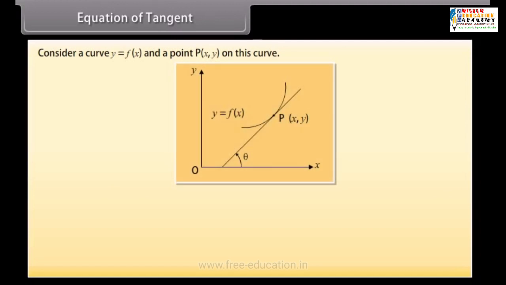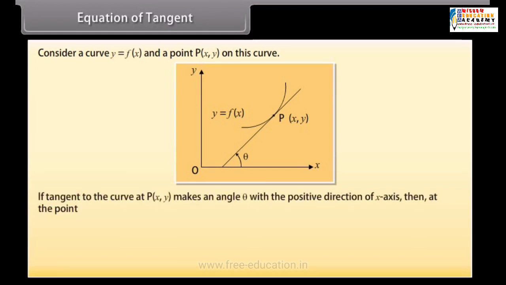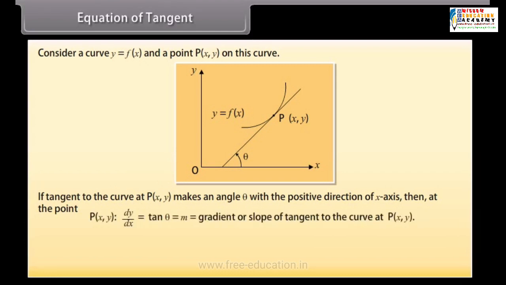Equation of tangent. Consider a curve y is equal to f of x and a point P(x, y) on this curve. If the tangent to the curve at P(x, y) makes an angle theta with the positive direction of the x-axis, then at the point P(x, y), dy by dx is equal to tan theta is equal to m is equal to the gradient or slope of the tangent to the curve at P(x, y).